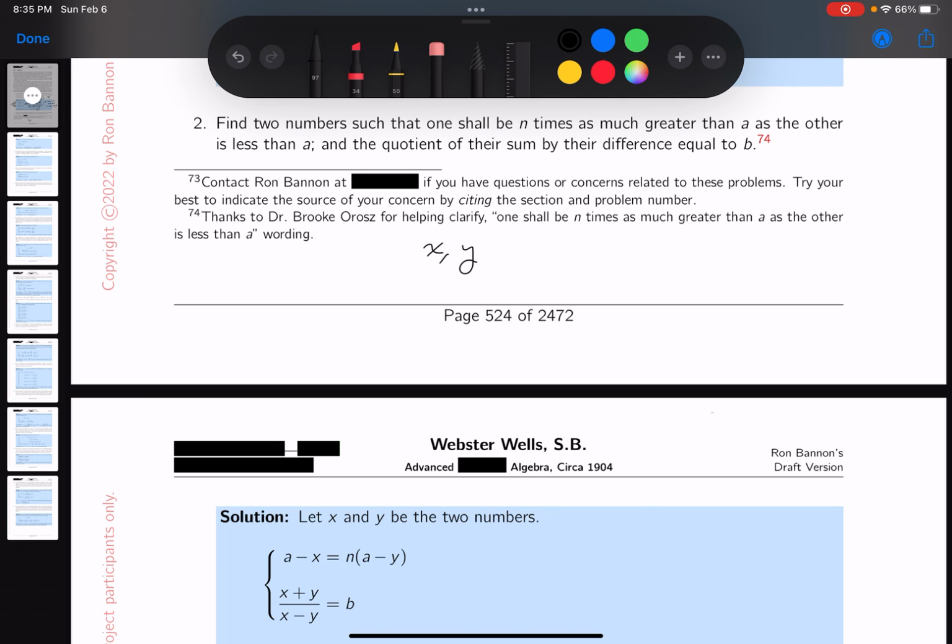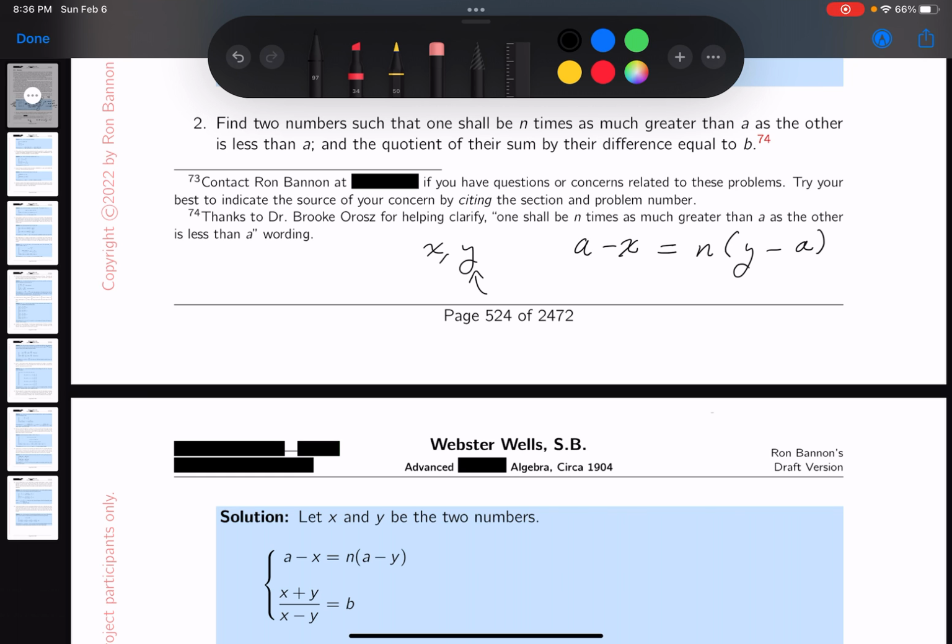Such that one shall be n times, let's call this the one number now, n times as much greater than a. Well, if it's greater than a, that would be y minus a, as the other is less than a. Let me just think about that. Well, if it's less than a, it's going to be a minus x.